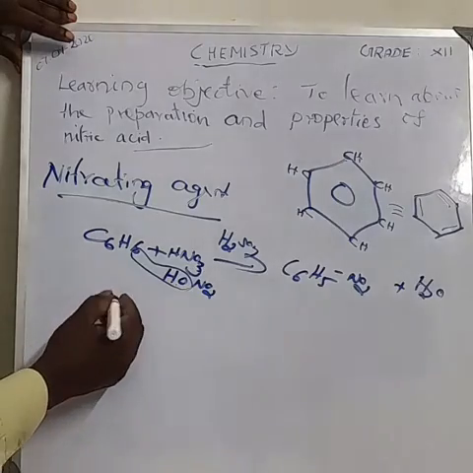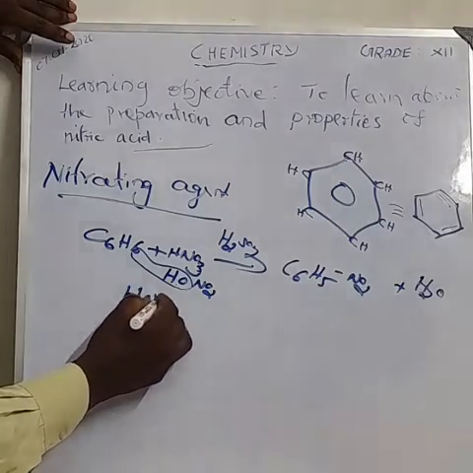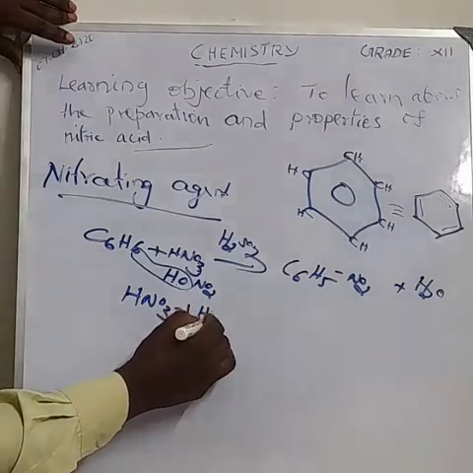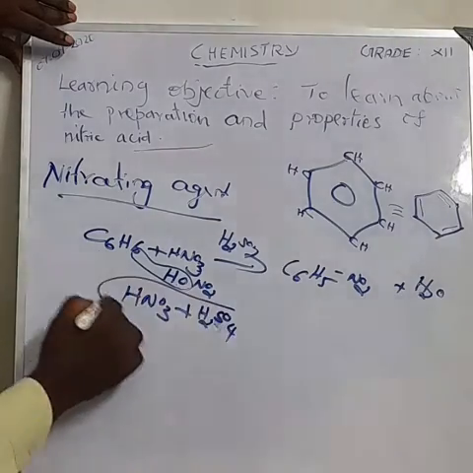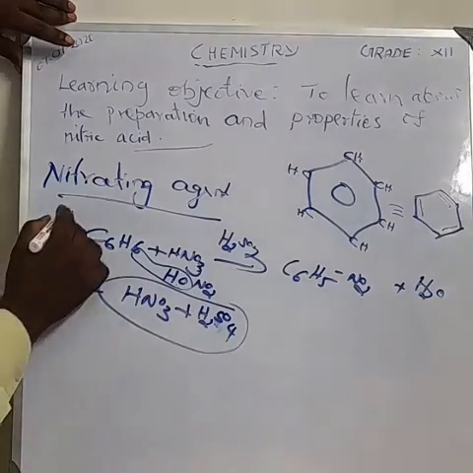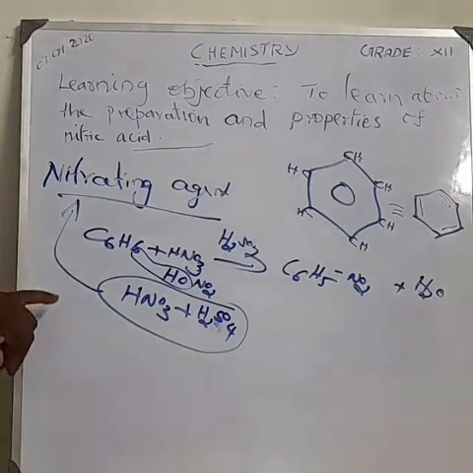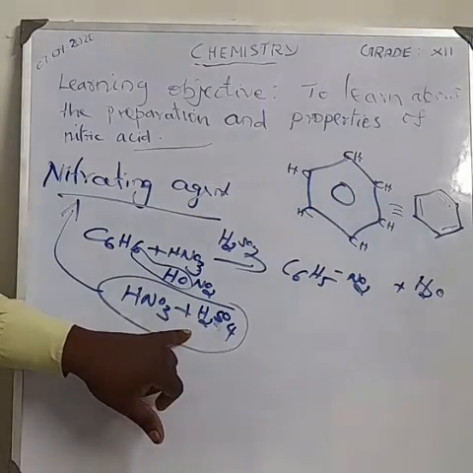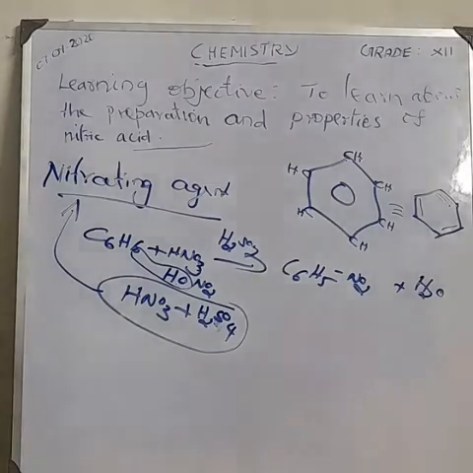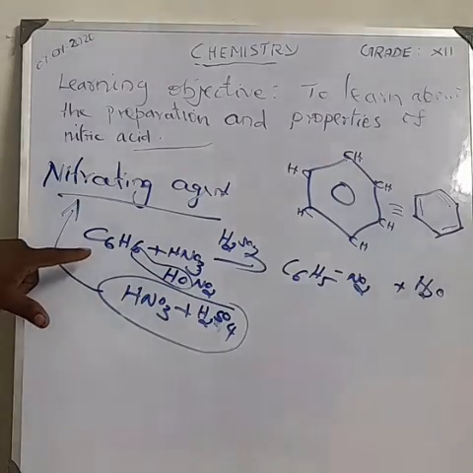It means a mixture of nitric acid plus sulfuric acid. A mixture of nitric acid and sulfuric acid is called what? Nitrating mixture. How can it react with benzene? Nitric acid, how does it react with benzene?